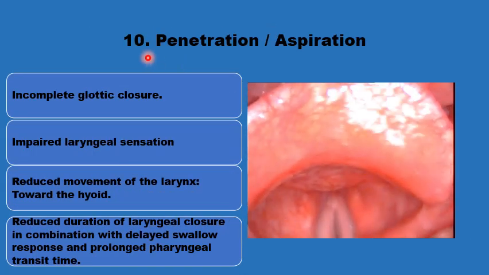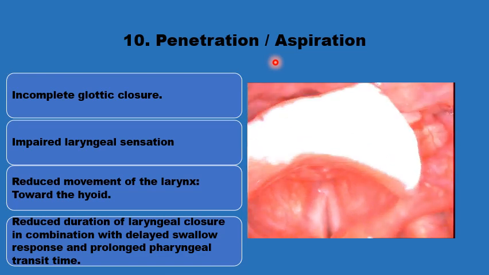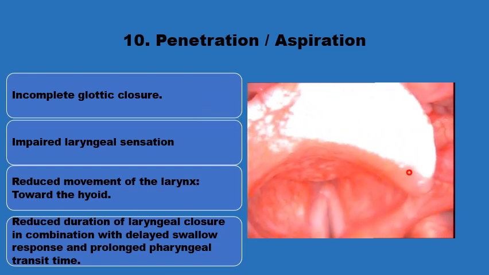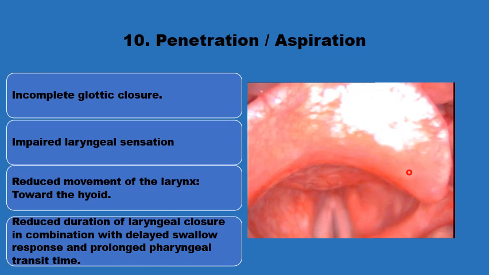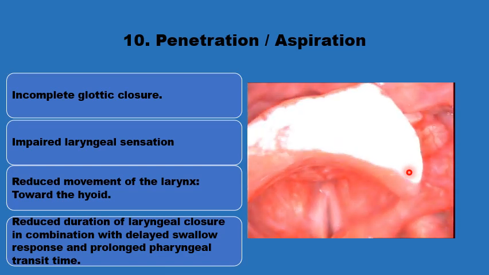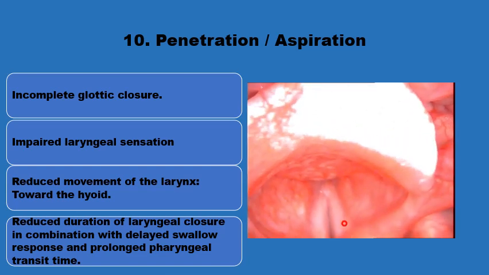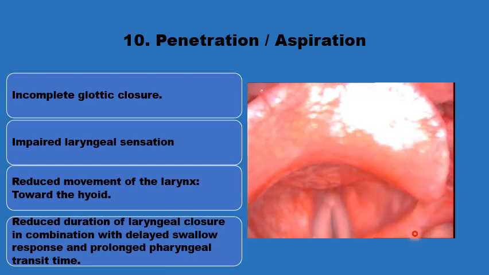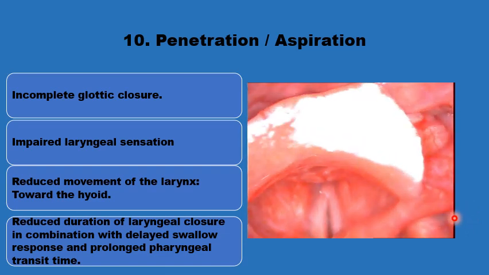Step number 10 is to notice any laryngeal penetration or any aspiration of the colored bolus into the airway. This could happen due to a variety of reasons, including incomplete glottic closure, impaired laryngeal sensation, reduced movement of the larynx, particularly elevation during swallowing, due to any defects in the hyolaryngeal elevation, any abnormalities of the hyoid bone elevation during the swallowing. It can also happen if there is a reduced duration of laryngeal and glottic closure during swallowing in relation to a delayed swallow or a presence of pharyngeal residue or prolonged pharyngeal transit time.